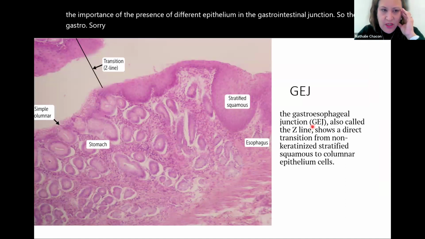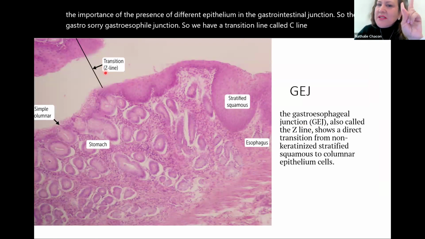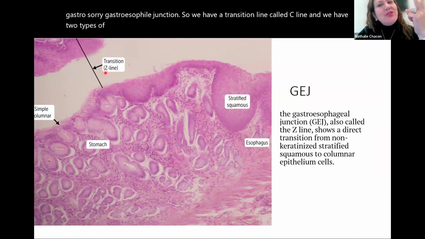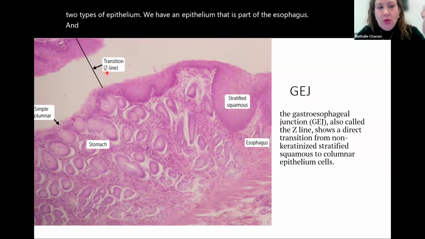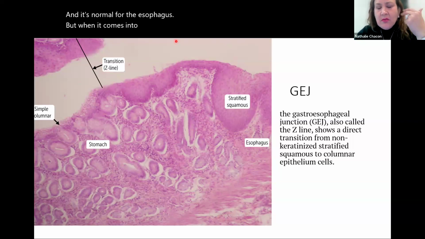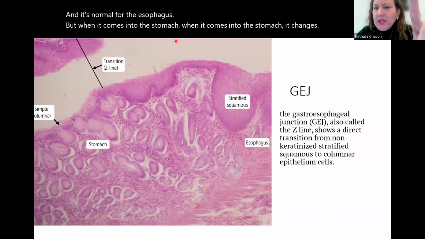So the gastroesophageal junction. We have a transition line called the Z line, and we have two types of epithelium. We have an epithelium that is part of the esophagus, and it's normal for the esophagus, but when it comes into the stomach, it changes.